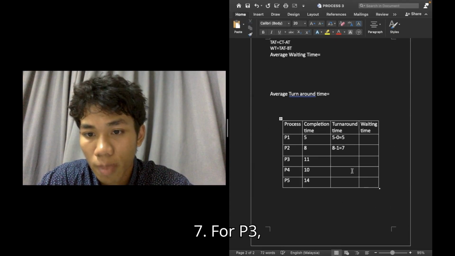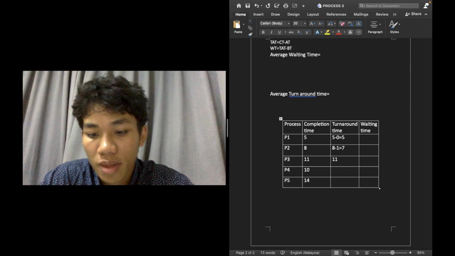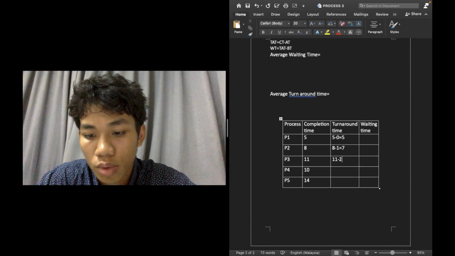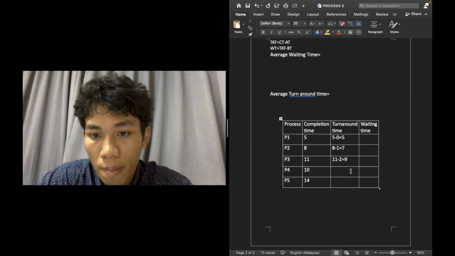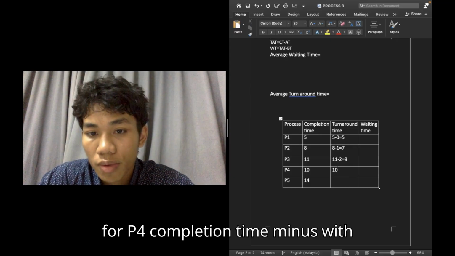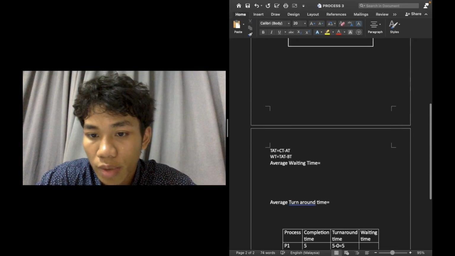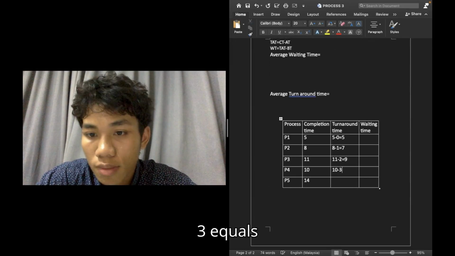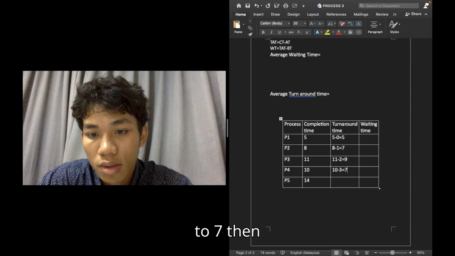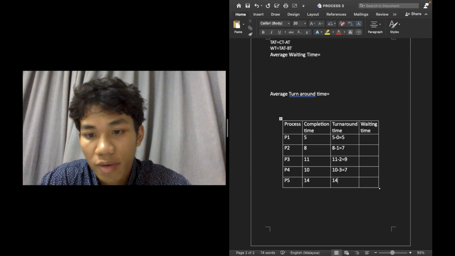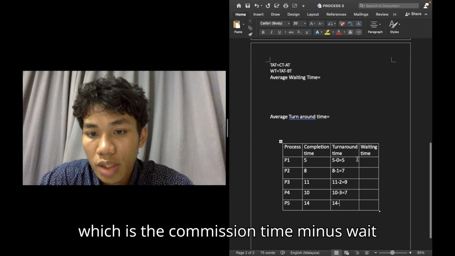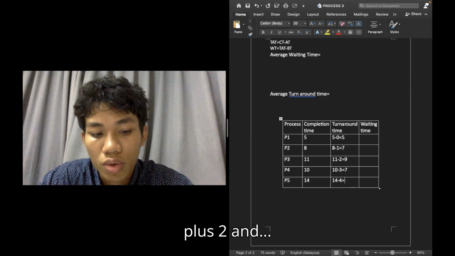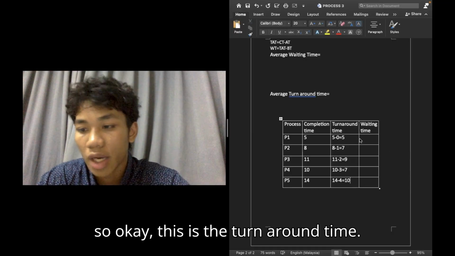So basically 7. For P3, 11 minus the P3 arrival time, which is 2, equals 9. For P4, the completion time minus the arrival time, which is 3, equals 7. Then for process 5, the completion time minus the arrival time, which is 4, equals 10. So okay, this is the turnaround time.